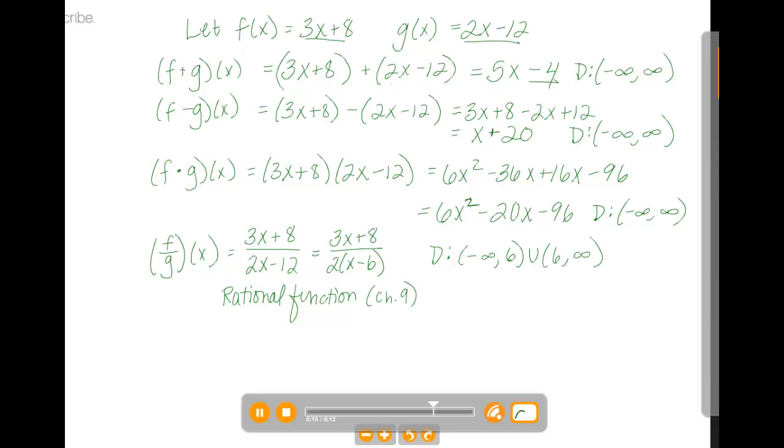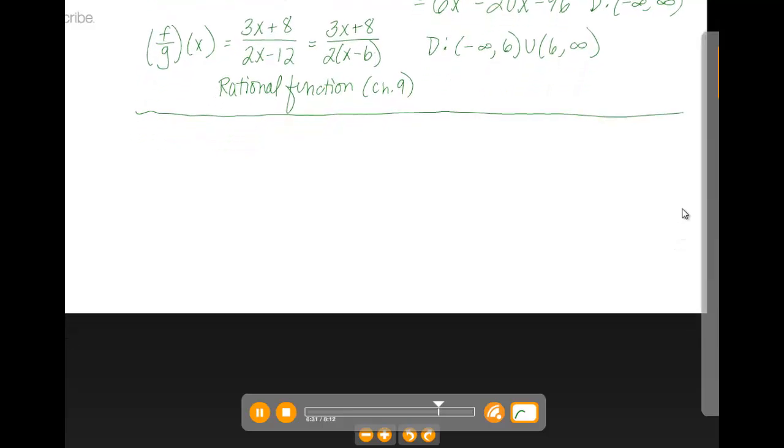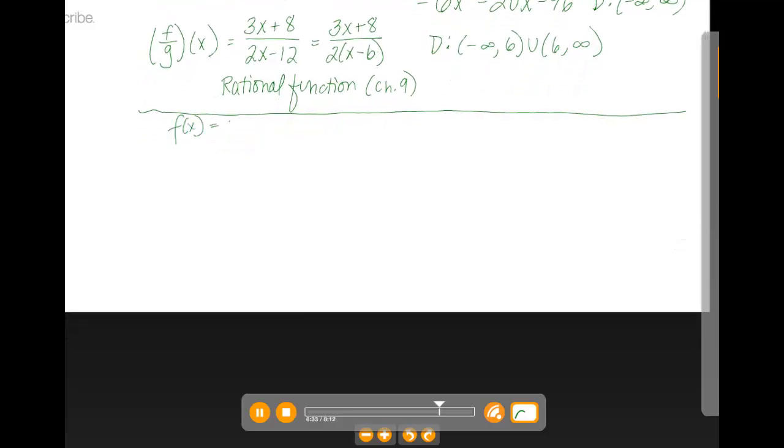So we have to be careful with function operations. Sometimes it affects our domain. Sometimes there end up being numbers that we are not allowed to plug in. Let's just do one more example. We'll see how complicated we could get. Let's try f of x equals x squared minus 1, and g of x equals just x plus 1. And let's try g over f this time. Let's see what kind of stuff can happen when we divide.